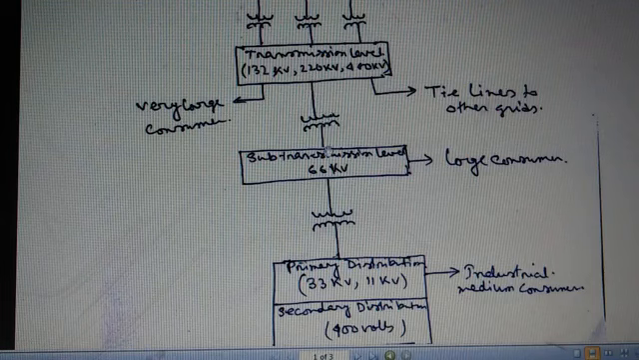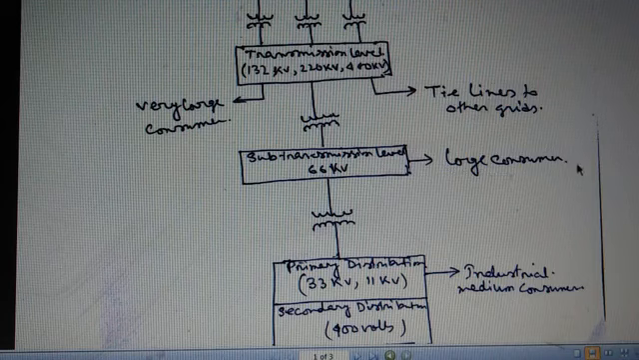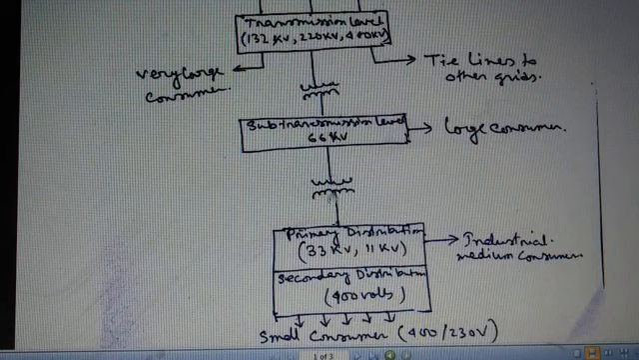Now there is a transformer where the 132 kV, 220 kV, or 400 kV is converted into 66 kV step by step, and this region is called the sub-transmission line. A portion of this voltage is delivered to the large consumers, and the voltage is directly stepped down by a step-down transformer. These are the step-down transformers, and after this transformer, the line is called the distribution line.